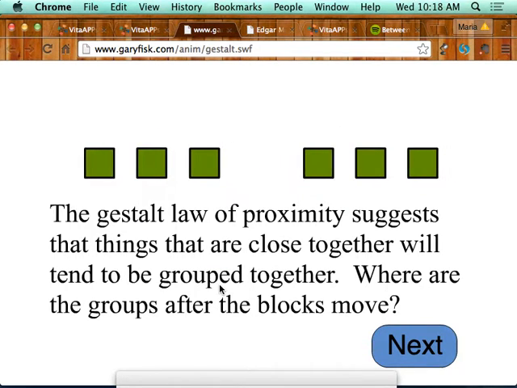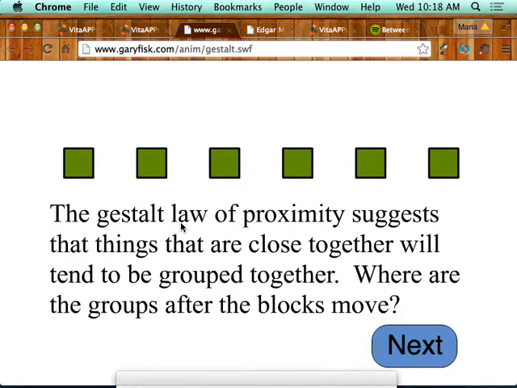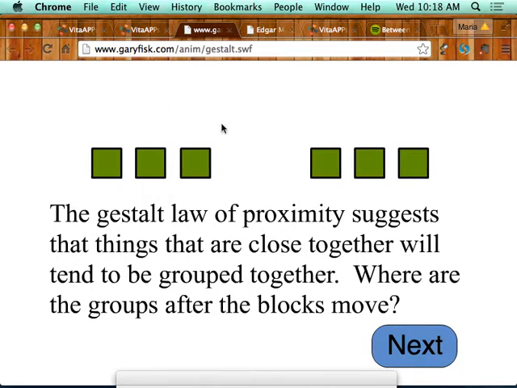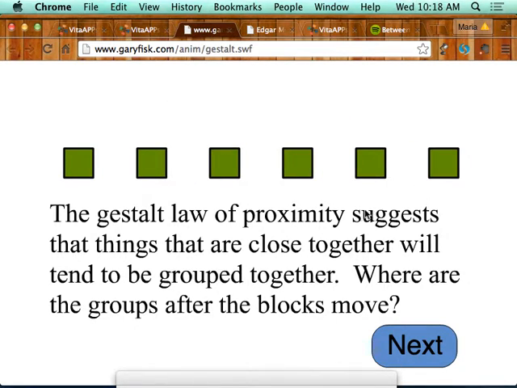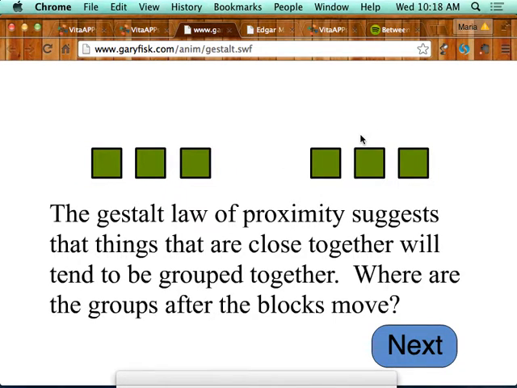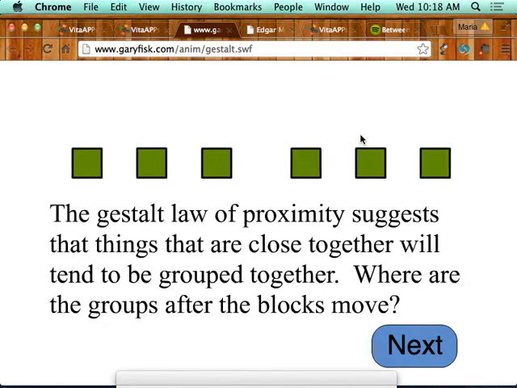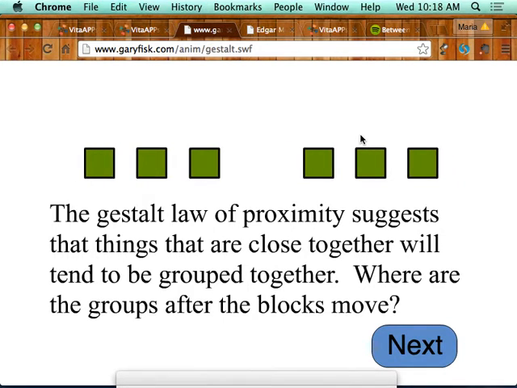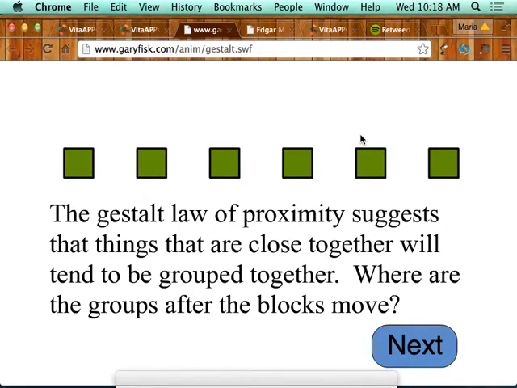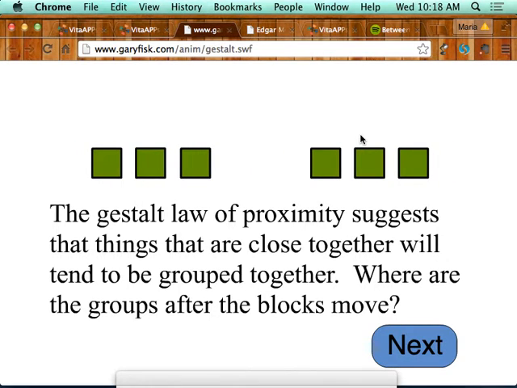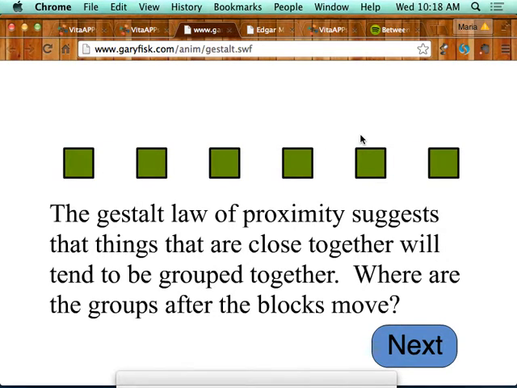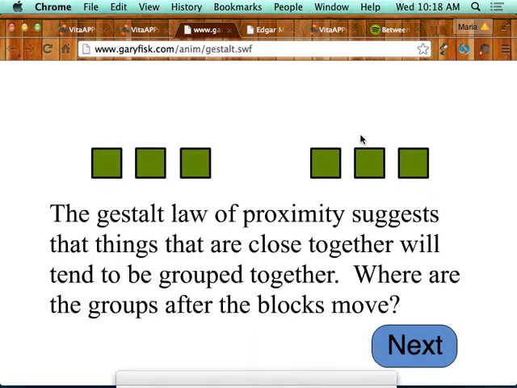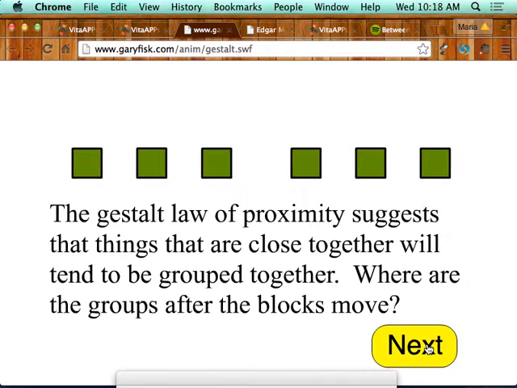The next law is the law of proximity, and this suggests that as things are physically close together, we group them together. So see how these blocks move together? We sort of group them together. So when people are standing together versus somebody standing by themselves, we tend to think that those people are somehow associated or friends. Once people are in a group, and physically close to each other, we sort of group them together.